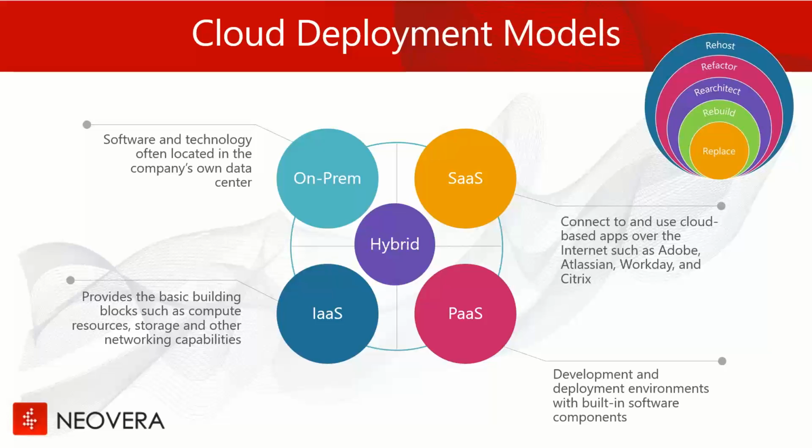Starting in the upper left, most of you should all be familiar with the traditional on-prem models where all your software and technologies are located in your company's own data center. This is the environment that you'll be making your rationalization decisions against. Now, moving to the lower left, we have infrastructure as a service, which provides the basic building blocks for compute, storage, and other networking capabilities. IaaS is the model for all rehost decisions.